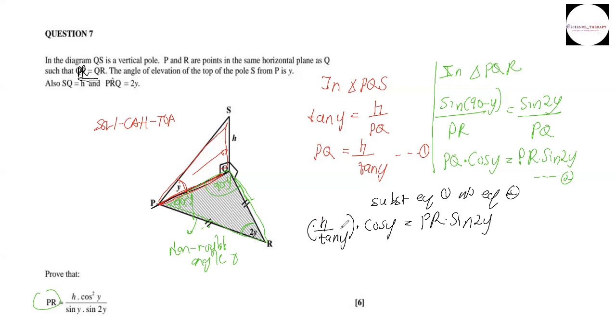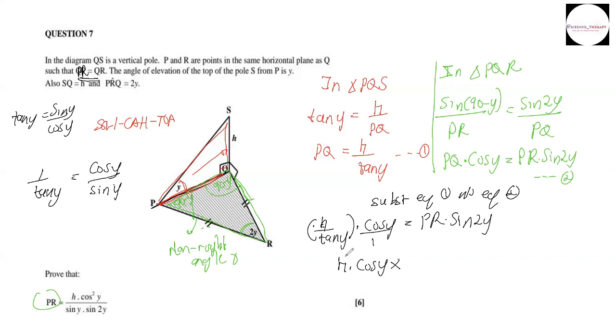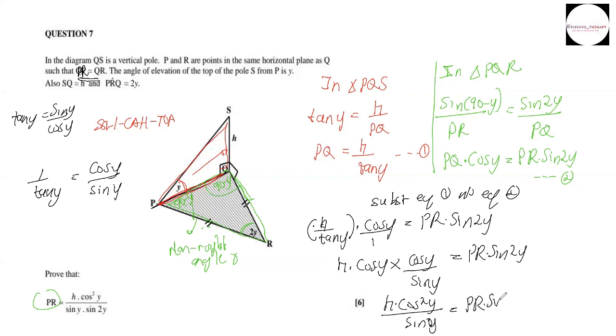You will remember that tan Y in the denominator is the same as 1 over tan Y, which is the inverse of tan. Tan Y gives us sine Y over cos Y, but 1 over tan Y would be the inverse, so this would be cos Y over sine Y. That means H multiplied by cos Y, which is H cos Y, times cos Y over sine Y, equal to PR sine 2Y. At this point, the cos Y and the cos Y will multiply, and we end up with cos squared Y. And over here, we have sine Y, equal to PR sine 2Y.